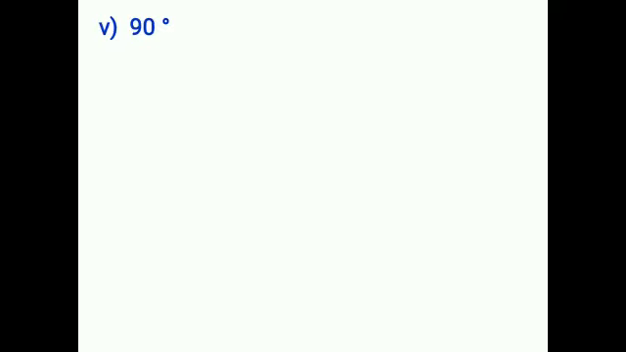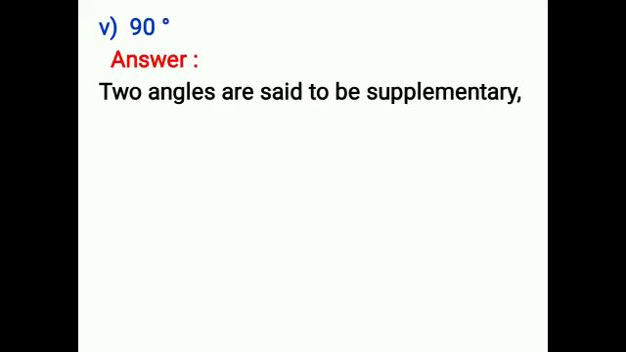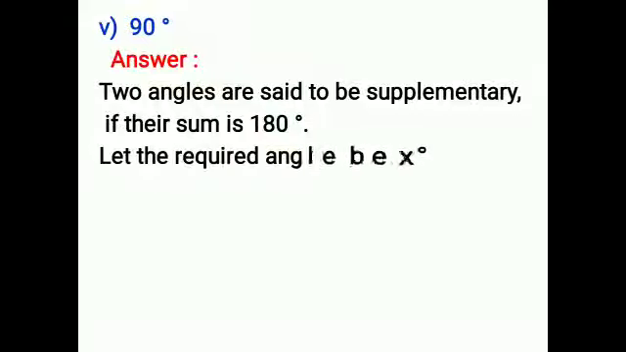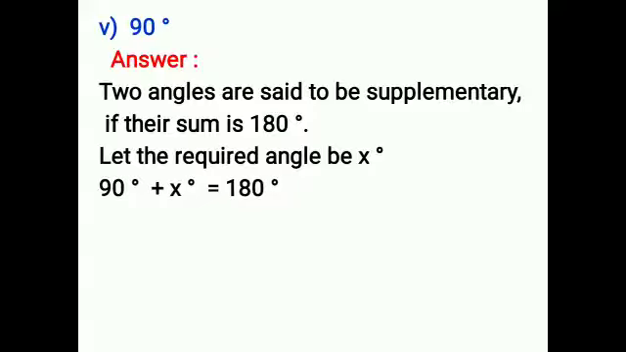So let's solve the next example, question number 5, that is 90 degree. We know that two angles are said to be supplementary if their sum is 180 degree. So let the required angle be x degree, correct? So 90 degree plus x degree is equal to 180 degree. Again the concept is same. In the left hand side the sign of 90 is plus, so shift this to the right hand side. So your middle sign is minus.